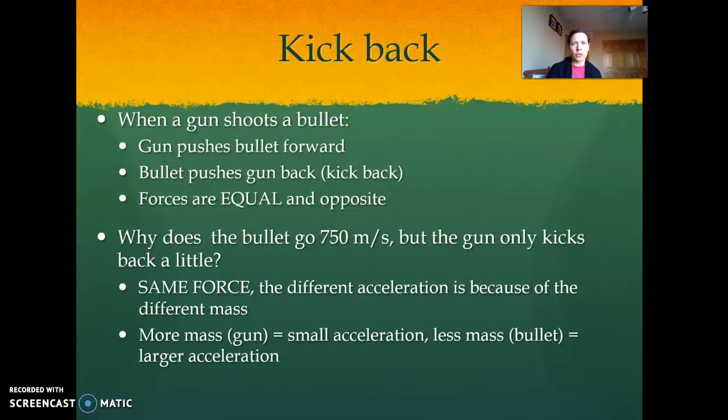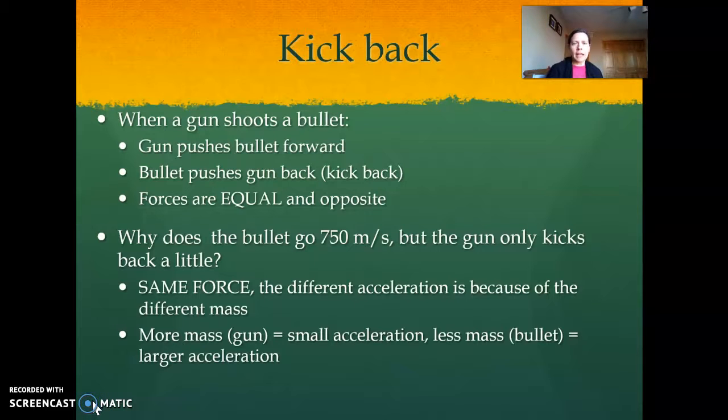So this is another really good trick question to see if you're really paying attention. Newton's third law, the forces are the same. When the gun pushes the bullet forward, the bullet pushes the gun back. The forces are equal and opposite. That's Newton's third law. The acceleration is different.